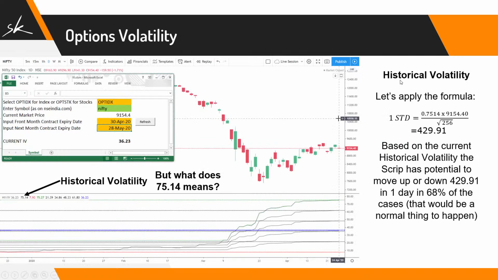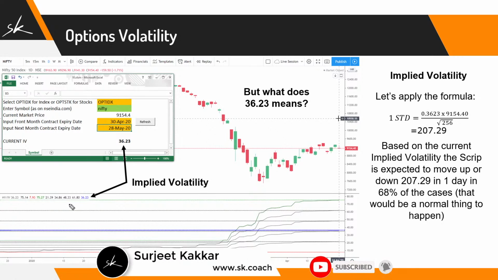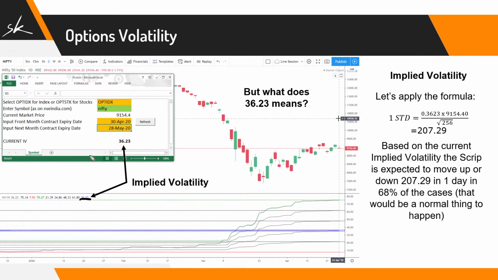Now we talked about historical volatility. When I showed you this here, you can see the value is 75. We also understood what that 75 means. If we take this example of Nifty, based on what has happened in the past, Nifty can move around 429 rupees in a day. Similarly, we also talked about implied volatility, and here you can see my implied volatility value was 36.23. So implied volatility is telling me that even though based on the historical volatility people are expecting it to move around 400 rupees, what was the exact number? Let me just check.